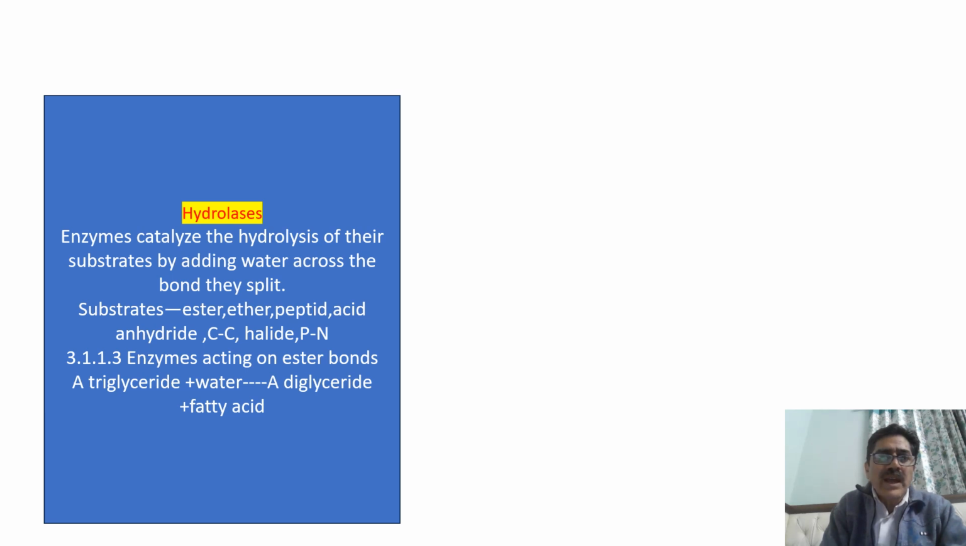Now the third class is hydrolase, meaning those enzymes which catalyze the hydrolysis of their substrates by adding water across the bond they split. Substrates such as esters, ethers, peptide bonds, acid anhydrides, carbon-carbon single bond compounds, halides, and phosphorus-nitrogen bonds are broken down by hydrolysis. The EC number would be 3.1.1.1. 3 is the major class, that is hydrolase. 1 is the subclass, 1 is another subclass, and the final digit indicates the name of this particular enzyme.